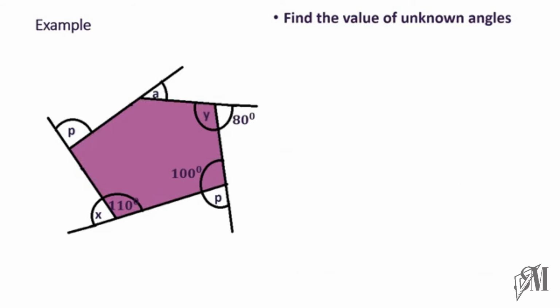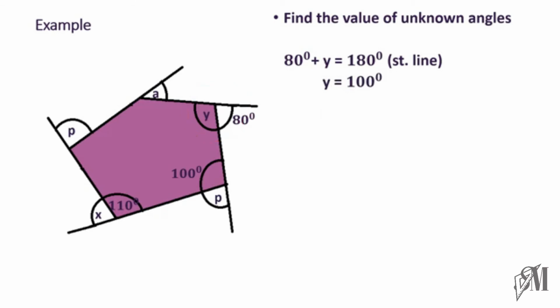Now let's look into an example. Find the value of unknown angles. Now here this is a pentagon and some angles are given, some angles are not given. So with the given details, we are going to find out the values of A, Y, P and X. First of all, I am starting with this angle, this place. This is a straight angle, it's a straight line, so I can write down 80 plus y is equal to 180 degrees because it is a straight line, and thereby I can find out y is equal to 100 degrees.